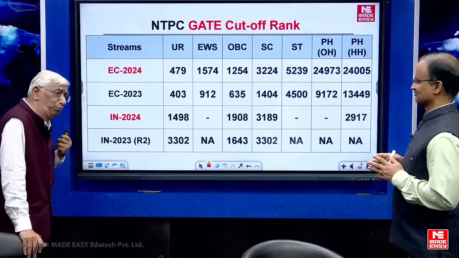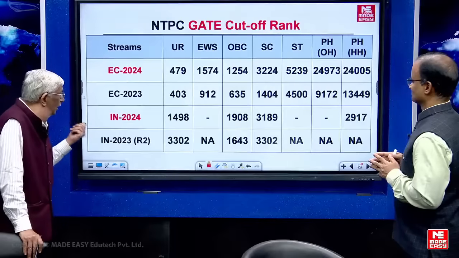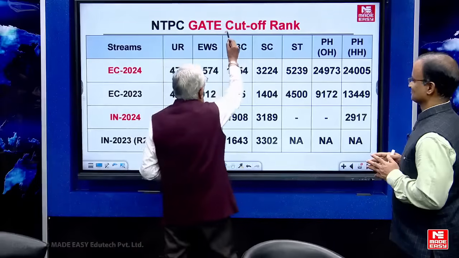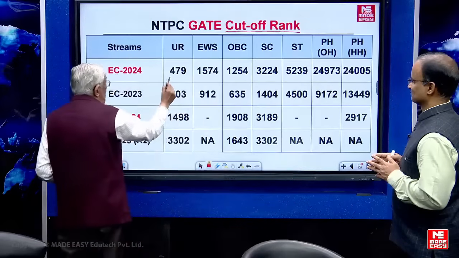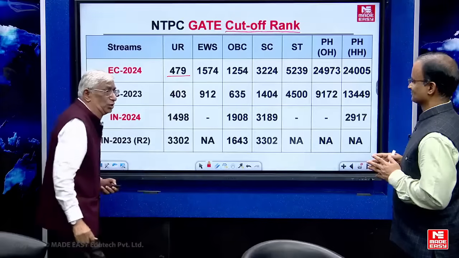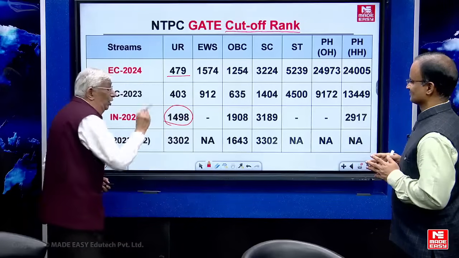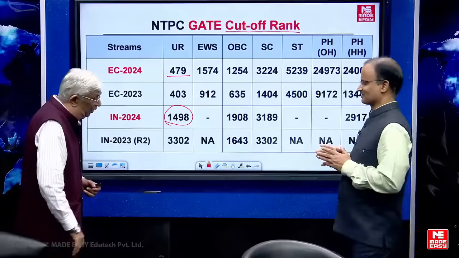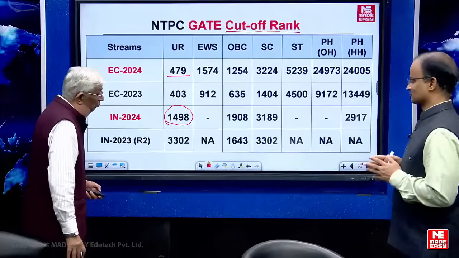NTPC is purely based on GATE rank, no interview, direct admission. This is last year's cutoff rank. For EC, general category is 479. For instrumentation, it's 1498. In NTPC, vacancies for electronics are relatively less compared to instrumentation, which has more.